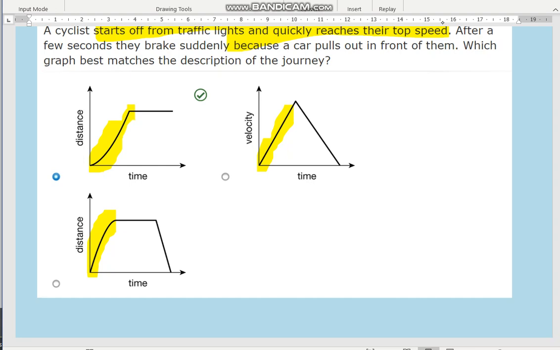After a few seconds, they brake suddenly because a car pulls out in front of them. So they're then going to stop. Now in terms of velocity time, it says they brake suddenly. So this one, that's a very gradual braking, actually slower than the acceleration to begin with. So this one, the distance suddenly stops changing, therefore that shows the car has come to a sudden stop. So that's the best one to show this. This one shows distance decreasing, which doesn't make any sense at all.